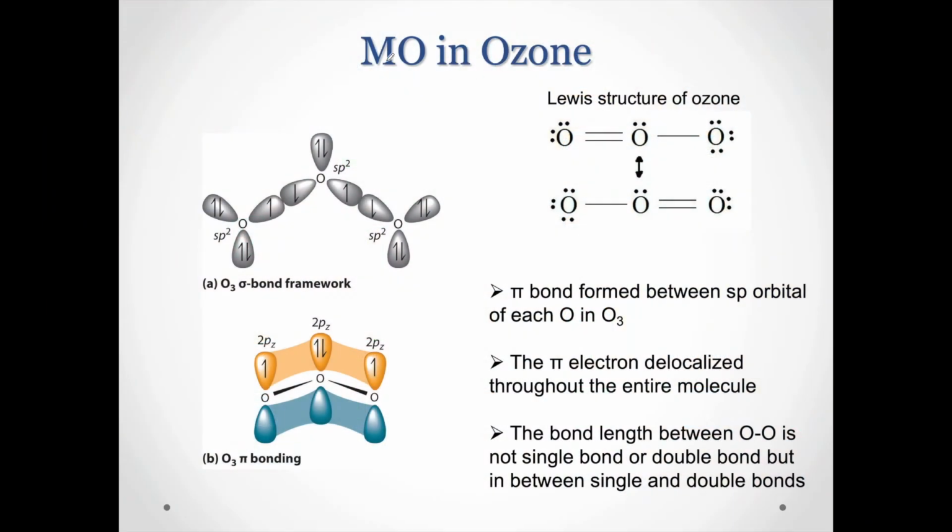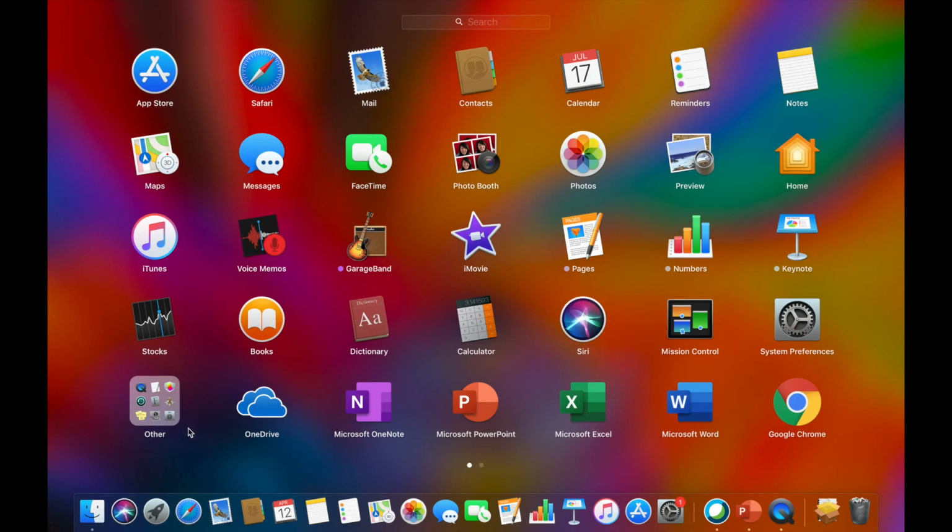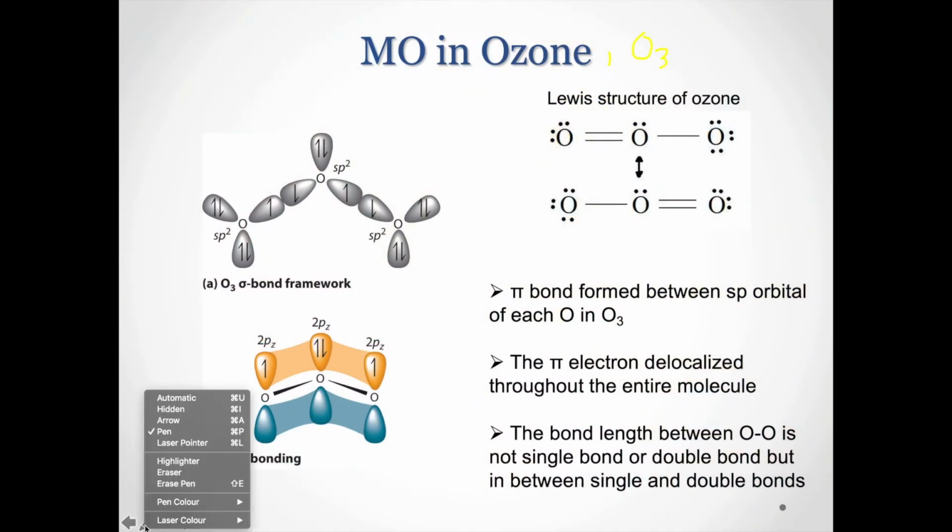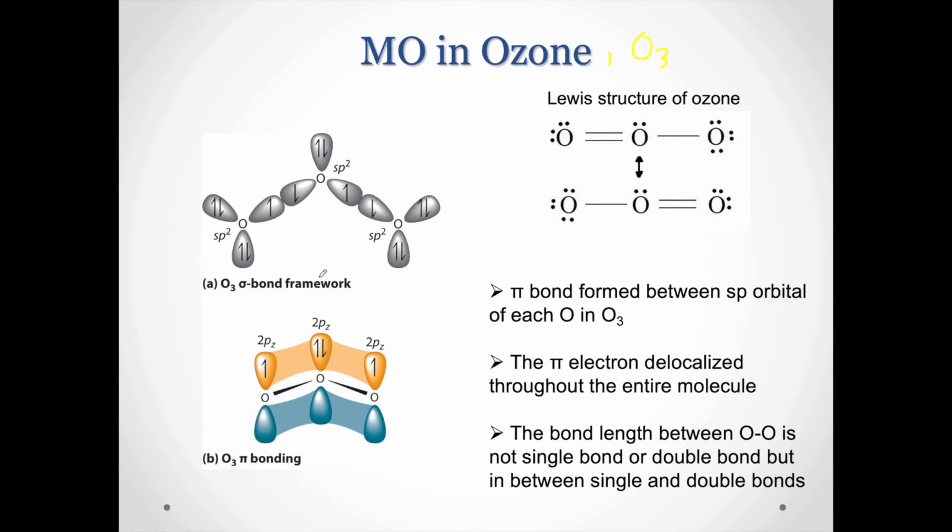Second one: here we have the molecular orbital in ozone, or O3. Let me change the color here. We have 2 possible Lewis structures for ozone, whether the first one or the second one. Both are correct.